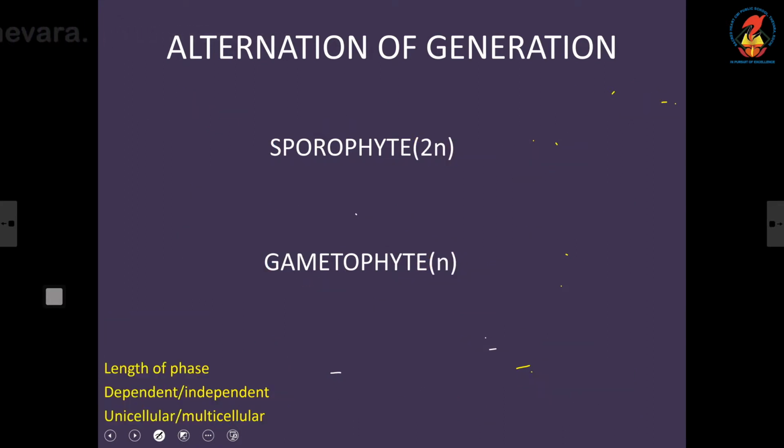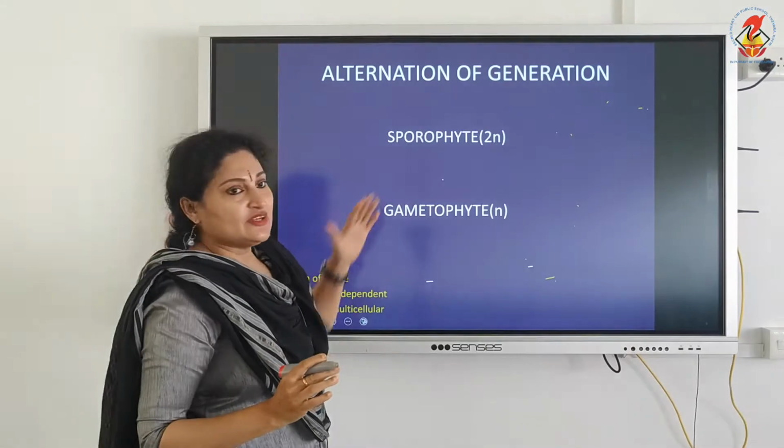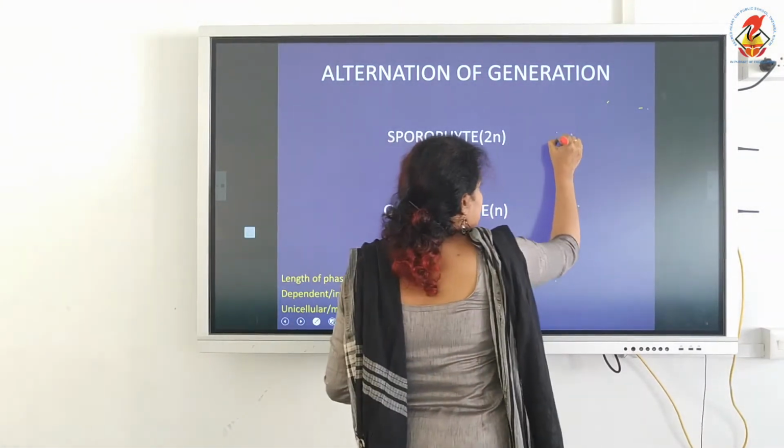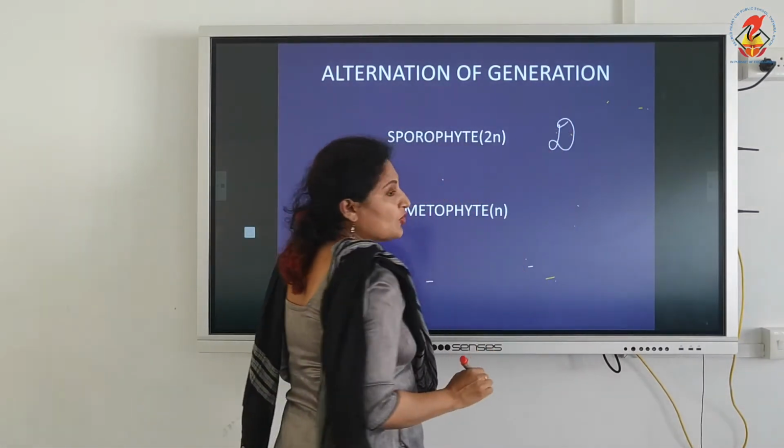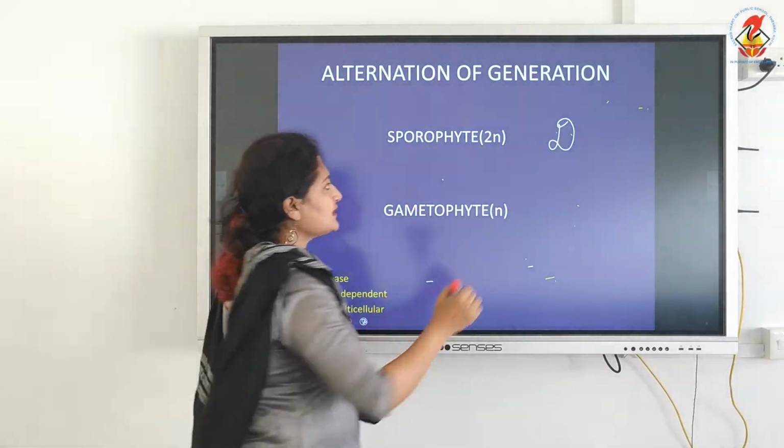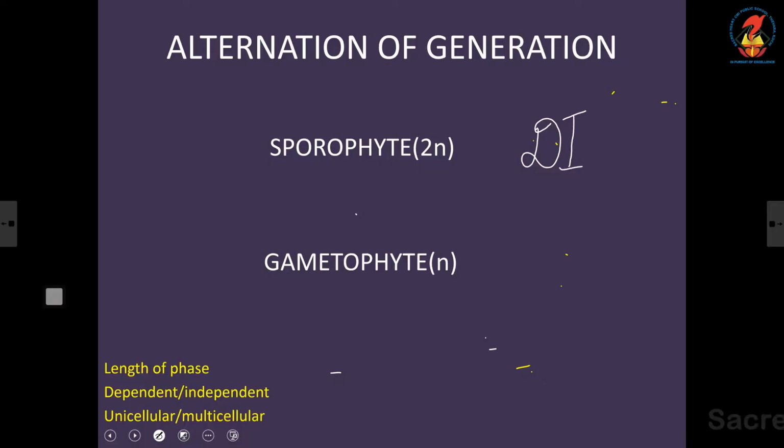Now, of the two phases, only one phase will be dominant. I am giving the mnemonic D, which stands for dominant, and that phase will be independent. And that very phase will be photosynthetic and multicellular. So I'll go ahead from slide to slide with this abbreviation.